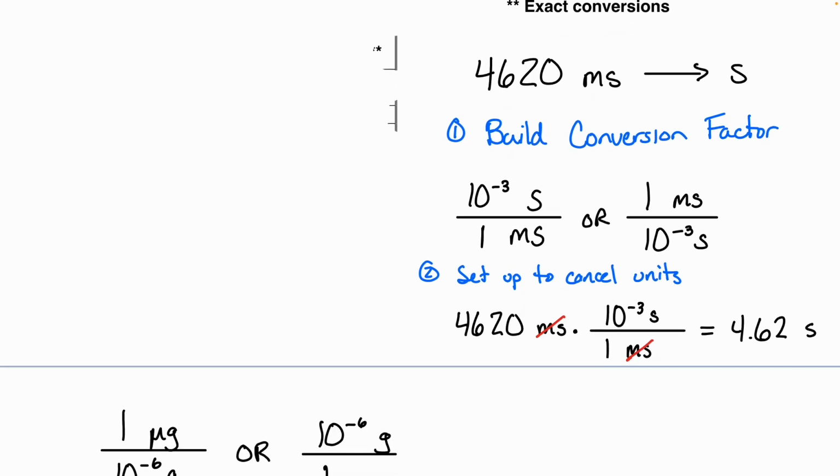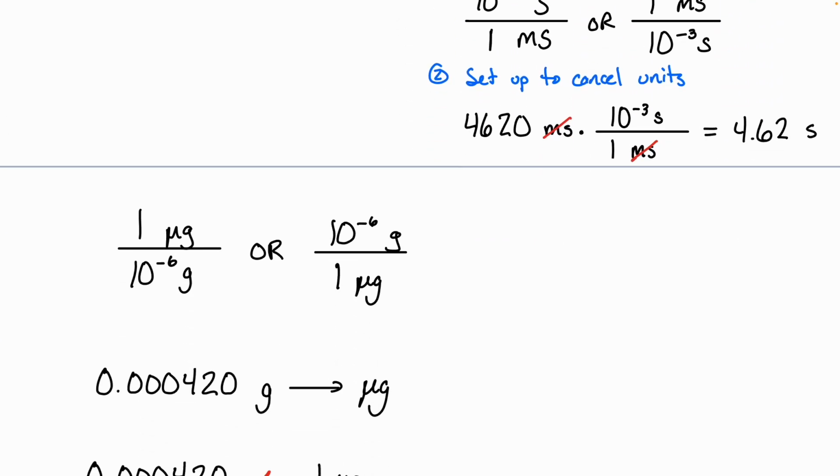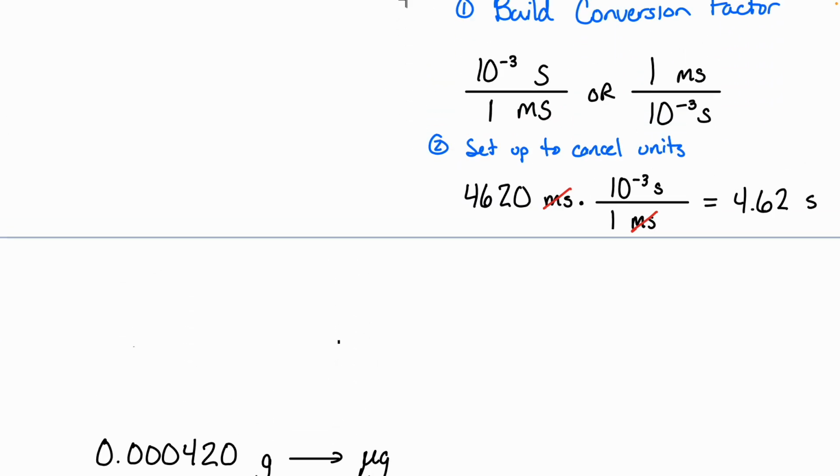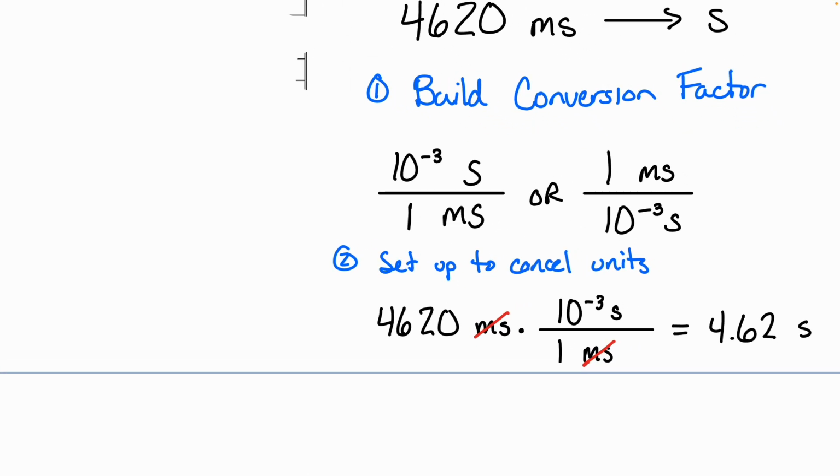All right, so step 1, build the conversion factor. Step 2, our units. All right, step 3, we'll say do the math, include units, and sig figs.